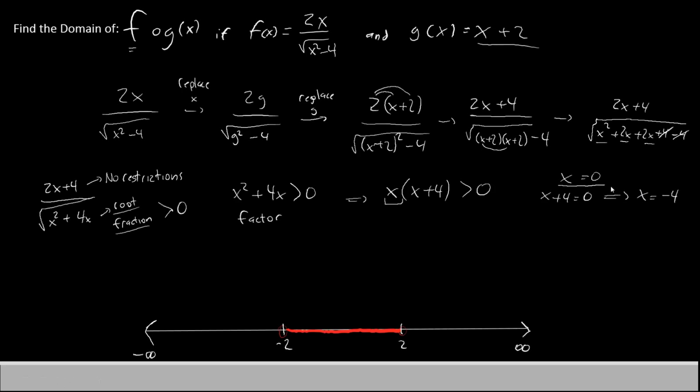So here's our first point of interest. Here's our second point of interest. Let's mark them down. Here's 0. Now it's already in the restricted regions, so it won't do anything to our domain. But the negative 4 will, because it's not in the restricted regions. This is going to break our domain into 3 pieces. Between negative infinity and negative 4, we'll have piece A. Between negative 4 and negative 2, we'll have piece B. And between 2 and infinity, we'll have piece C.